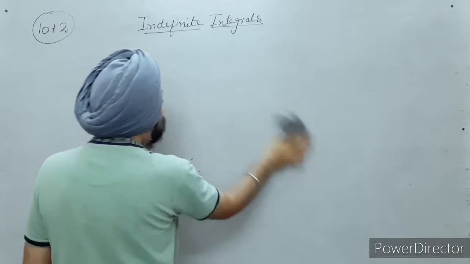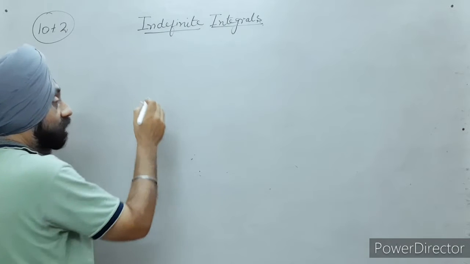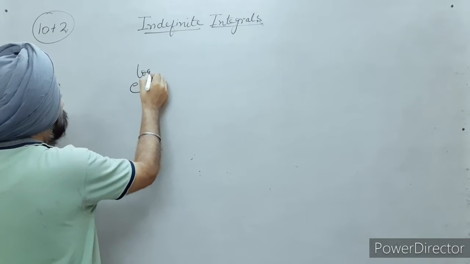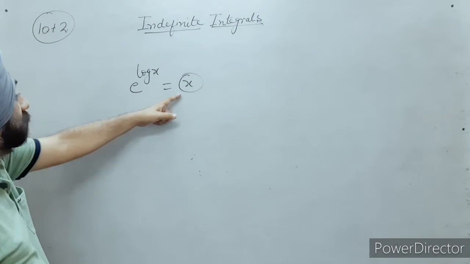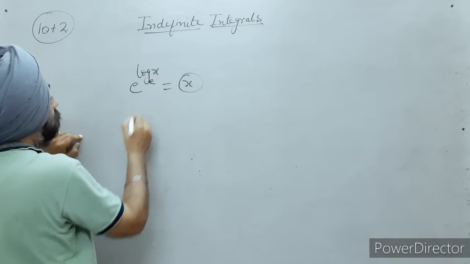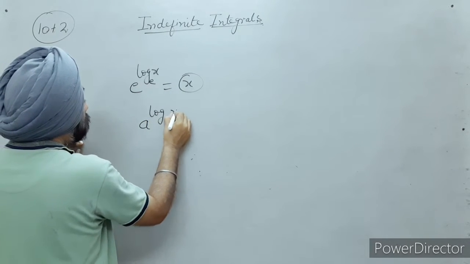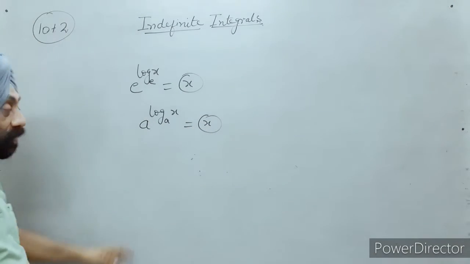Before I write the formulas, you must know 2-3 properties of logarithms also. Say if I write e raised to power log of x, this is also equal to x. Its base is e. Now, if it is a to the power log x to the base a, then this is again equal to x. It's the one and the same thing.